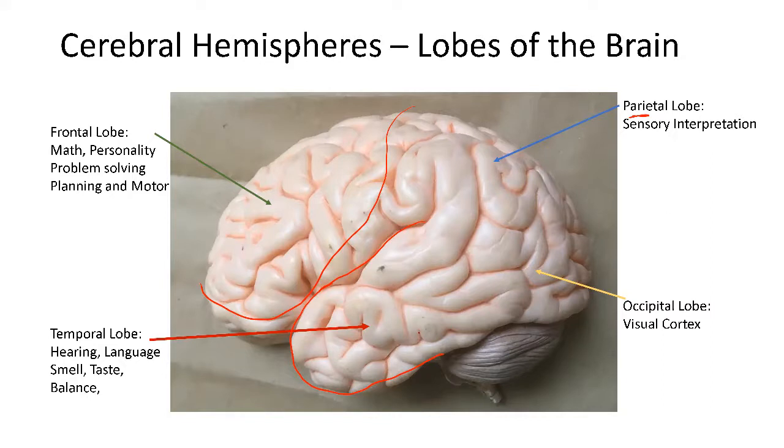And finally, the occipital lobe is the visual cortex. This is where you not only see the base colors or shapes, but you also interpret what you are seeing. So that is the 4 lobes of the cerebral hemisphere.